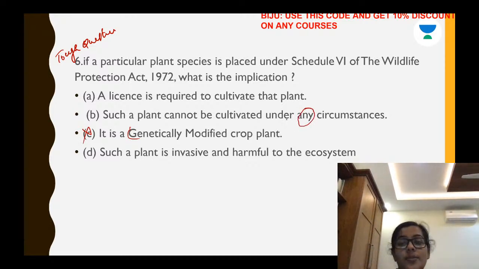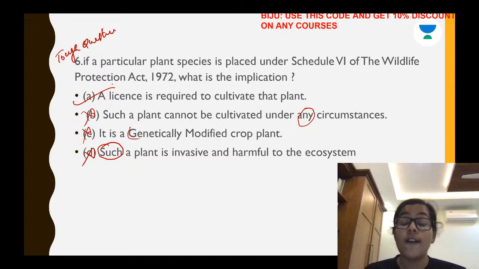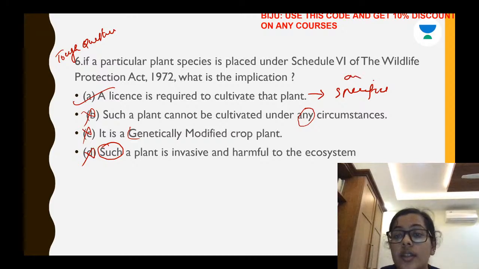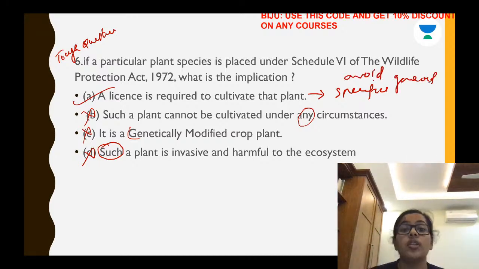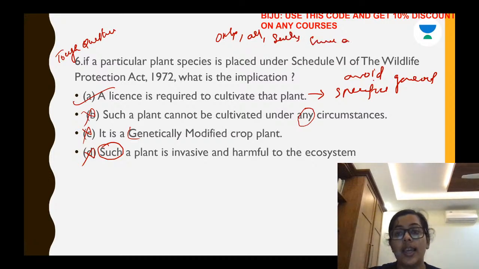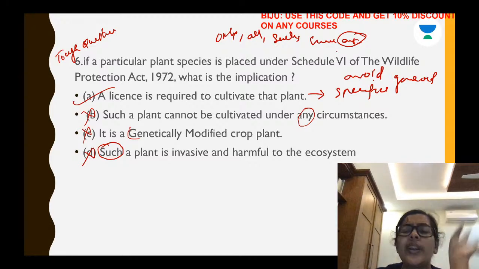Since 'any' is there, it's a general circumstance, a general statement. What you have studied, a general statement can be avoided. So the probabilities are A and D. From A and D, you have to go. And if you know the thing, you can directly answer it. If not, you have to take a chance. Since the word 'such' is also there, you can eliminate this also. I am telling you how to avoid general statements. UPSC always goes for specifics. Avoid general statements. You can use this in the next examination. Words like only, all, such, sometimes, any, all these things make a general statement. You can just avoid it.